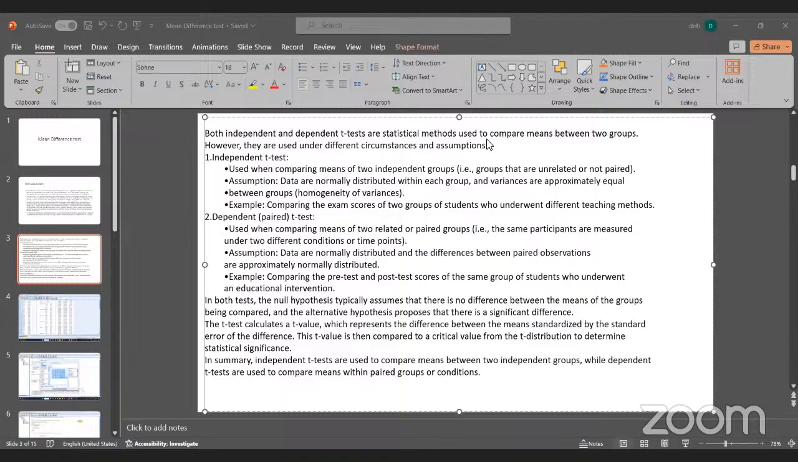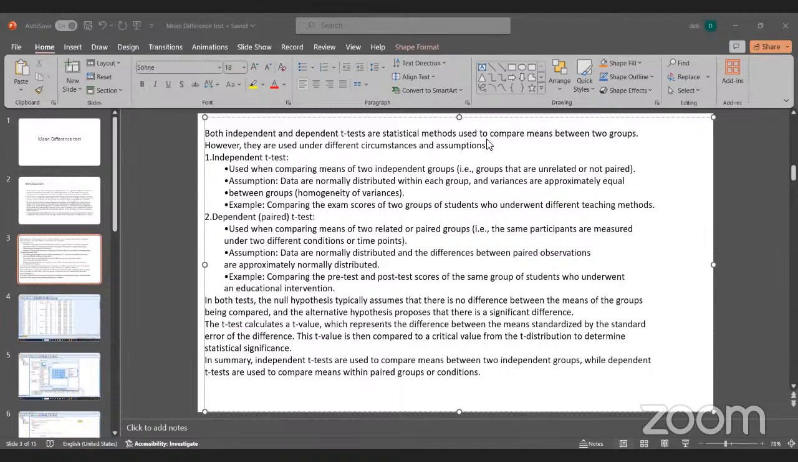Second, dependent or paired t-test. Used when comparing means of two related or paired groups, that is, the same participants are measured under two different conditions or time points. Assumption: data are normally distributed and the differences between paired observations are approximately normally distributed. Example, comparing the pre-test and post-test scores of the same group of students who underwent an educational intervention.